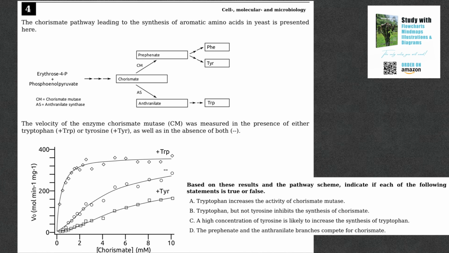Let's get to it. So the first question is: the chorismate pathway leading to synthesis of aromatic amino acids in yeast is presented here. Now once again let me reiterate, the IBO or the Olympiads do not want you to know each and every concept that they ask. They want you to be able to comprehend them. Okay. So this is a biosynthetic pathway.